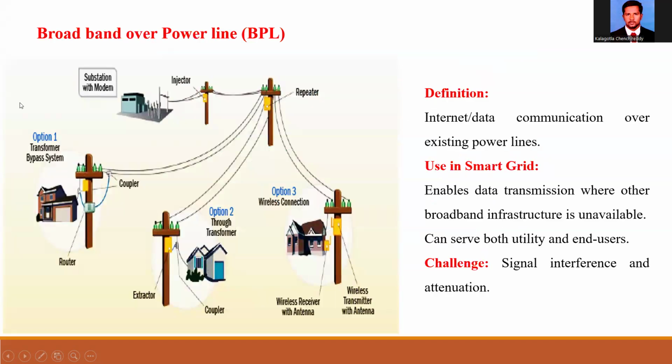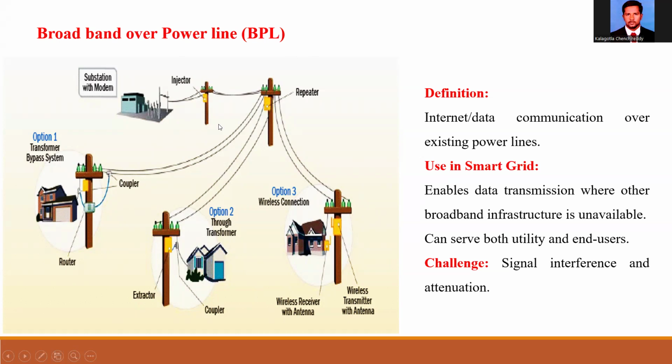Next, this is the broadband over power line. In this, the communication happens through the electrical power line. Here, the diagram shows a substation with a modem. Here, the internet cables are injected through the electrical line.